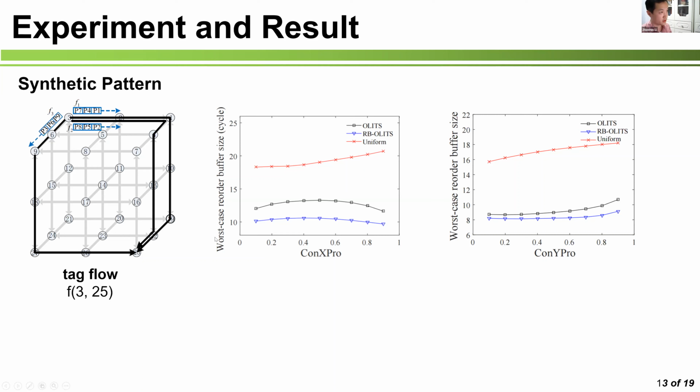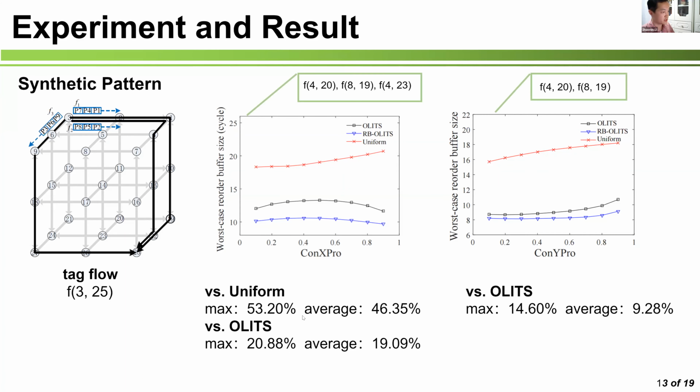We also compare with the OLITS method, which is work presented at NOCS, also developed by our team. Compared with OLITS, we get a maximum of 20.88% improvement, and on average 19.09% improvement. This indicates that using the new splitting configuration, we can indeed reduce the worst case reorder buffer size by 19.09% on average compared to the OLITS method.